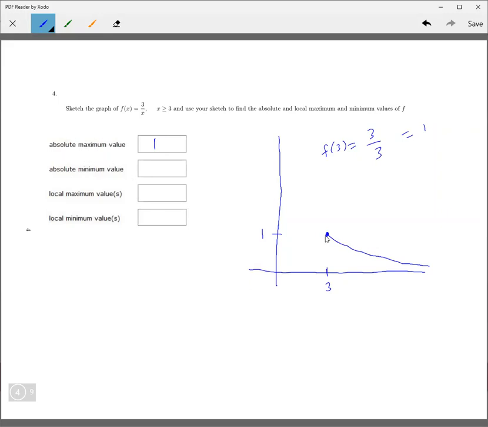Okay, absolute minimum value, this keeps on going down to 0. It never hits 0 though. So that's why this does not exist. Okay, local maximum values, there are not going to be any of those either. And there's going to be no local minimum value either. Okay, any question on that?